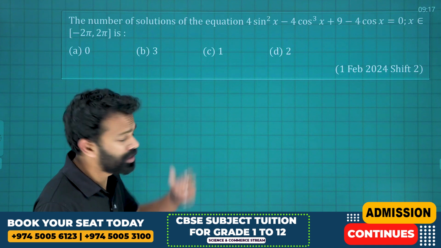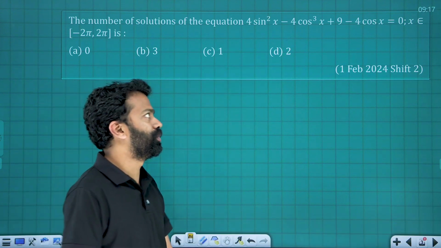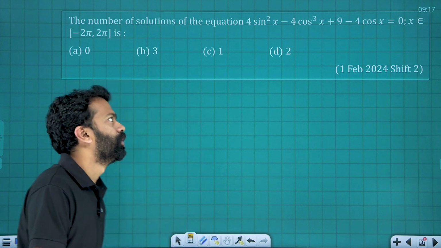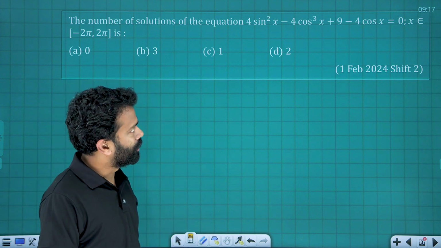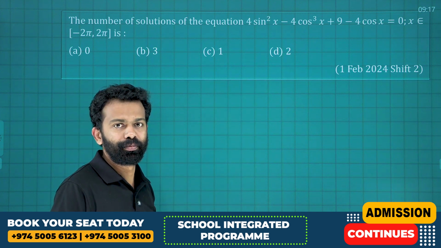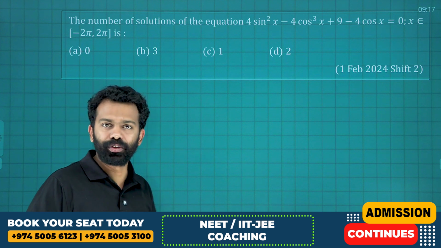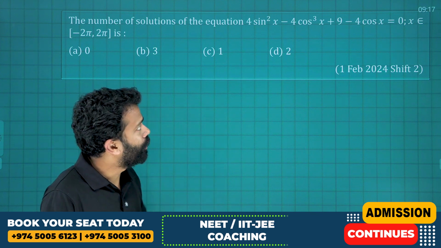So the first question: 4 sin square x, it's a trigonometry equation. 4 sin square x minus 4 cos cube x plus 9 minus 4 cos x is equal to 0. So it's a big equation, with powers 3, 2, 1, and how are we going to solve it? Actually, it's a very easy question. As we said before, it's a 10-second question. How do we do this question?